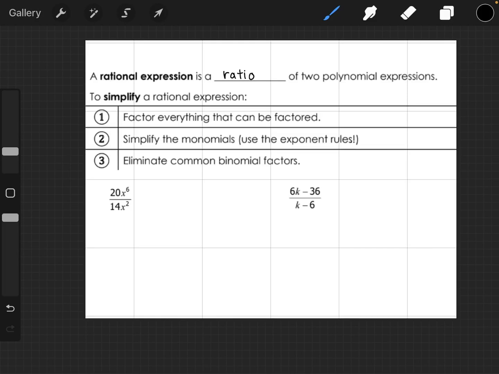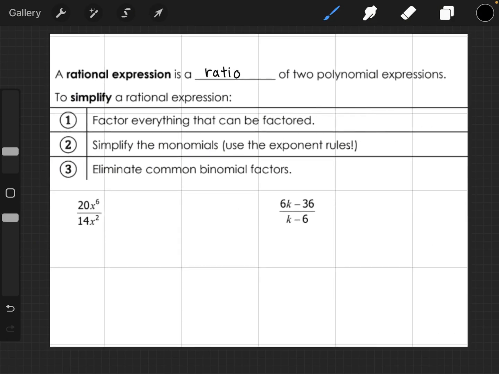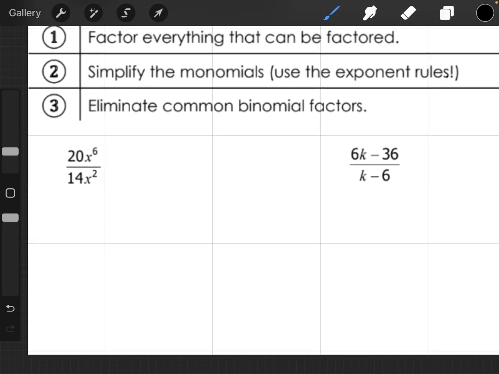This is lesson 3.3, multiplying and dividing rational expressions. So first, a rational expression is a ratio of two polynomial expressions. To simplify rational expressions, first we'll factor everything that can be factored, then we'll simplify the monomials using the exponent rules, and third we'll eliminate common binomial factors.